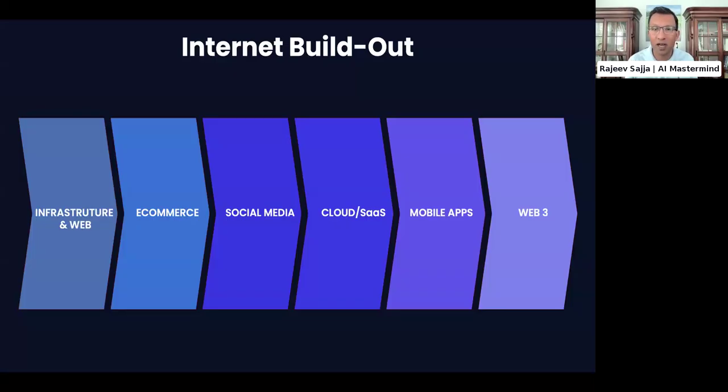So if you think about where the internet was, right? Think about all these things. They built the infrastructure. We had websites, Amazon, then social media came, and everything is in the cloud, Google Cloud, Amazon Web Services Cloud. We have mobile apps, and then Web3. That's the internet build out.